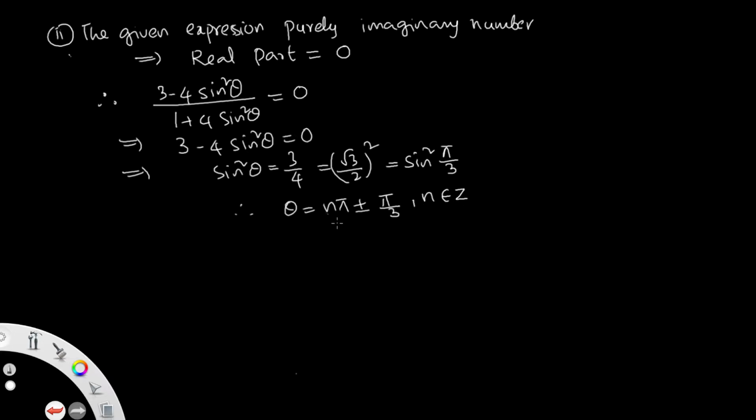For every value of n we can substitute, we get sin square theta equal to root 3 by 2 whole square. So the principal solution is pi by 3, and the general solution is theta equals n pi plus or minus pi by 3. The theta value is given here, for which the expression should be purely imaginary. That is the question. Next, go to the next question, the last, 17th question.